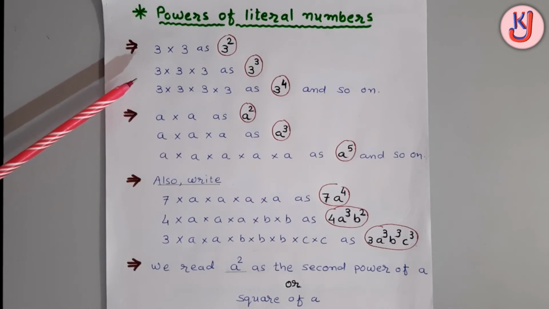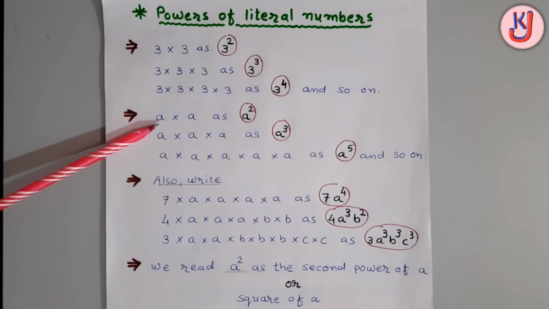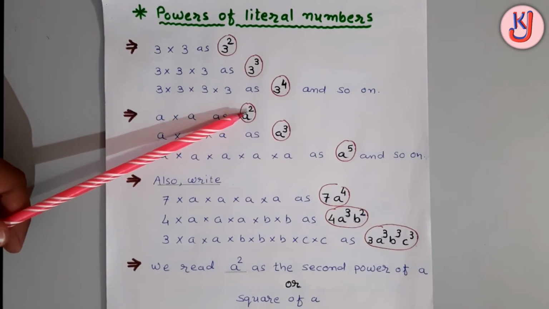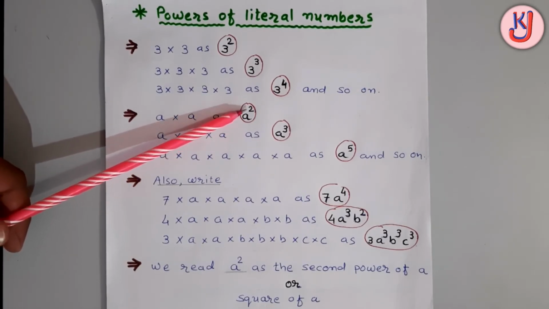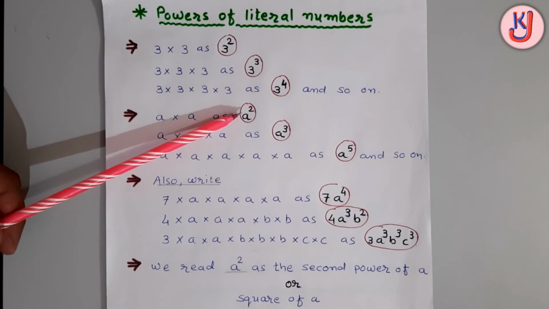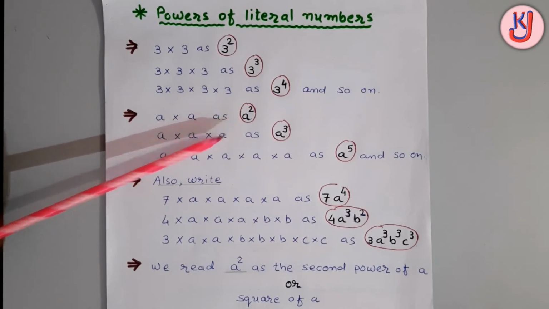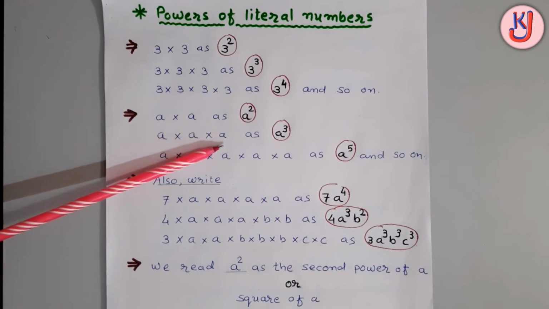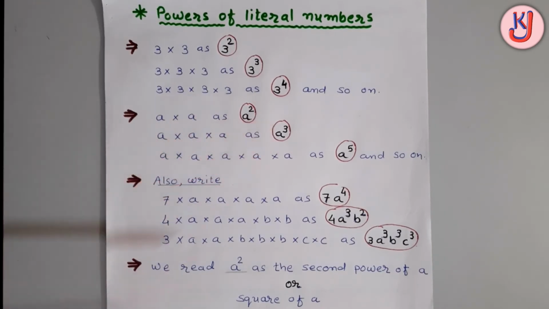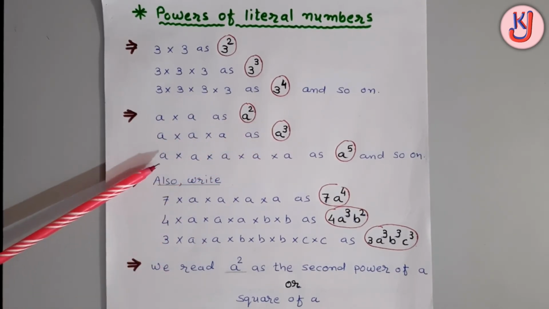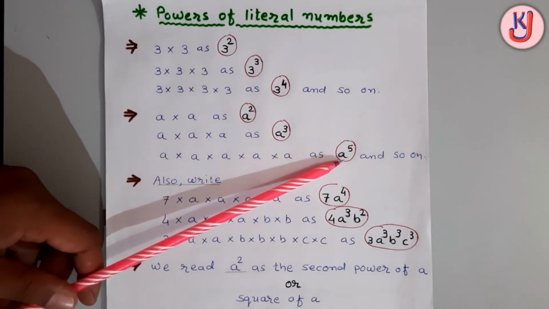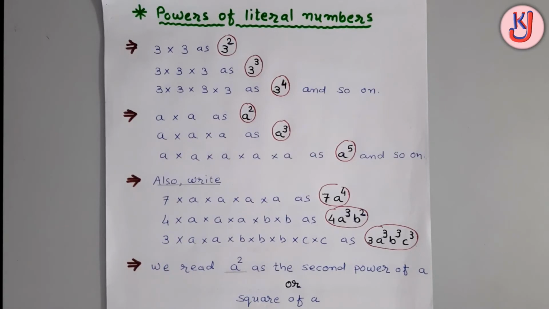Thus, if a is a literal, then we write a into a as a square, or a raised to the exponent 2, or a raised to power 2, or a square simply. Same way, a into a into a we can write as a cube. Same way, a into a into a into a into a is a raised to 5, and so on.